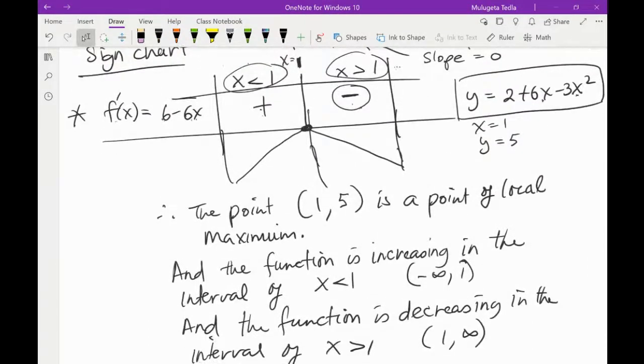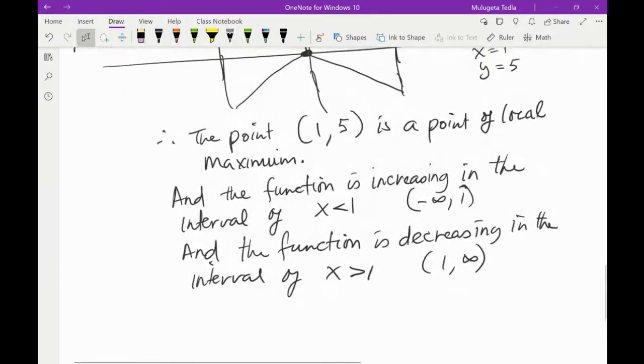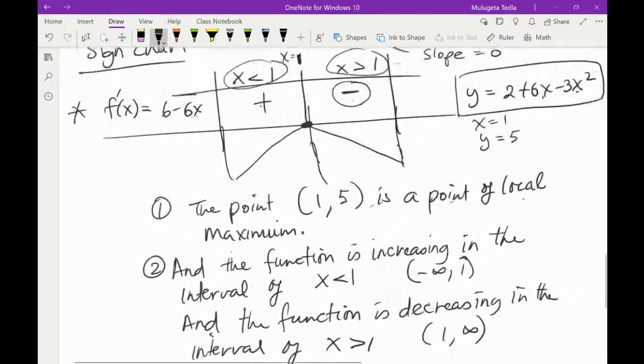Now, what is the point of the critical point? We already decided that the point is the point of local maximum. So we did two things. One is we found the point of minima and maxima. The second one is we found the intervals of increasing and decreasing for this question. I hope you followed me. I took a very easy question.